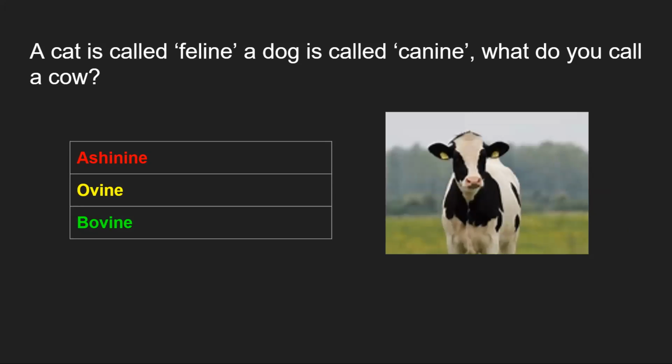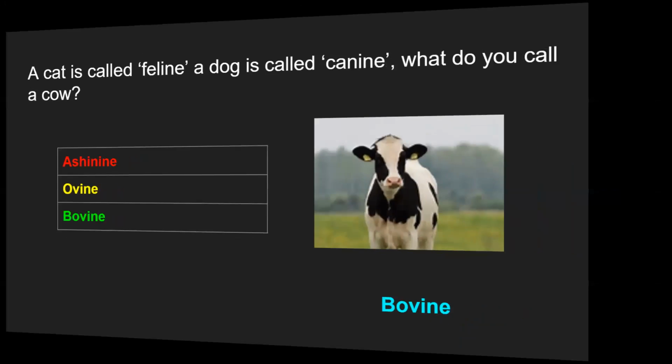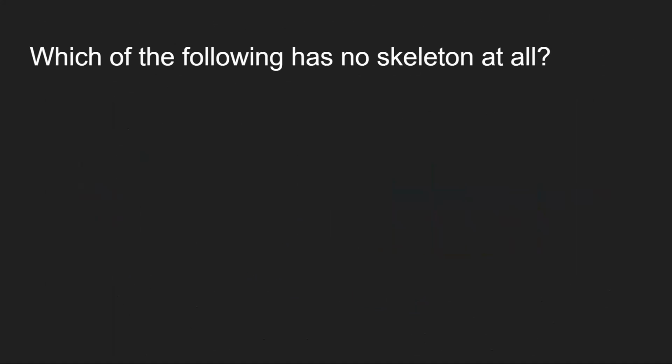Here I have shown the cow also, so that you can look at what kind of mouth and teeth it has. So the name for the cow is bovine. So cats are called feline, dogs are called canine, and cows are called bovine according to the structure of their mouth and teeth.